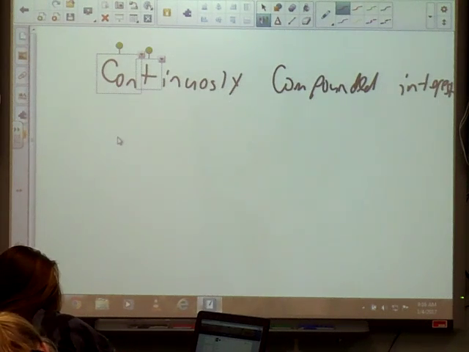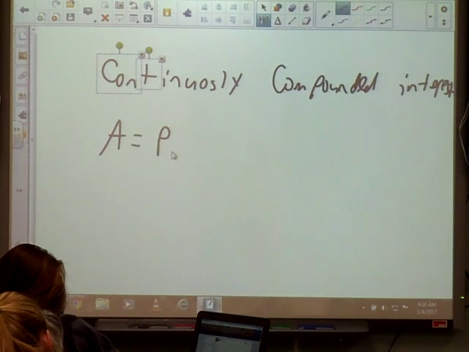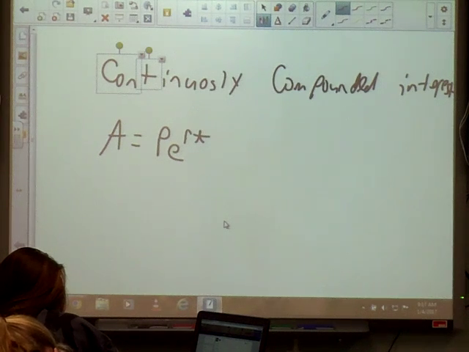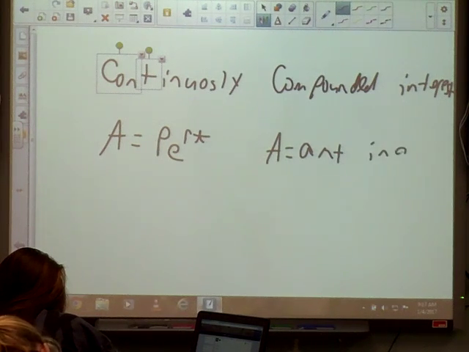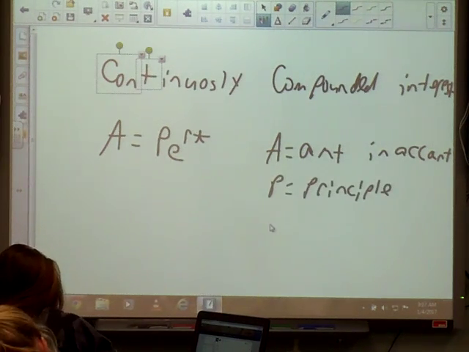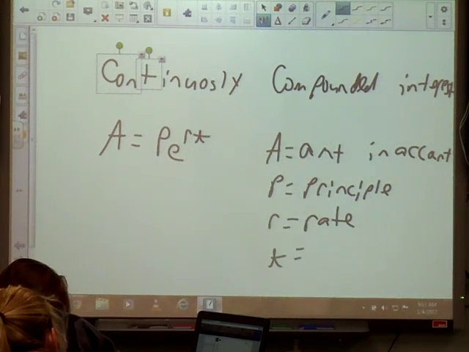Alright, its formula is A, your final amount, is equal to your principal times the number e to the rt power. And all that A, P, r, and t is the same stuff as yesterday. A is the final amount in the account. P is the principal. It's what you invest initially, what you deposit. r is your interest rate as a decimal. And t is your time in years.